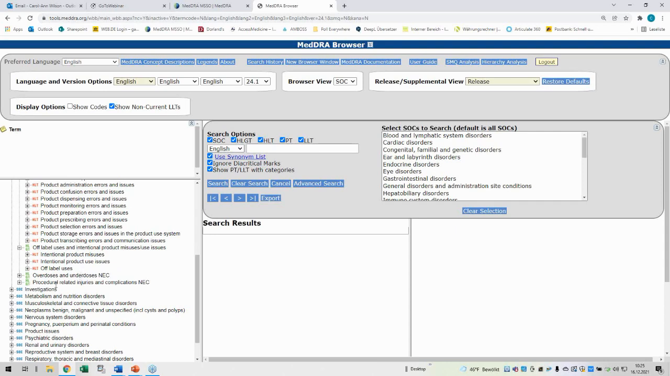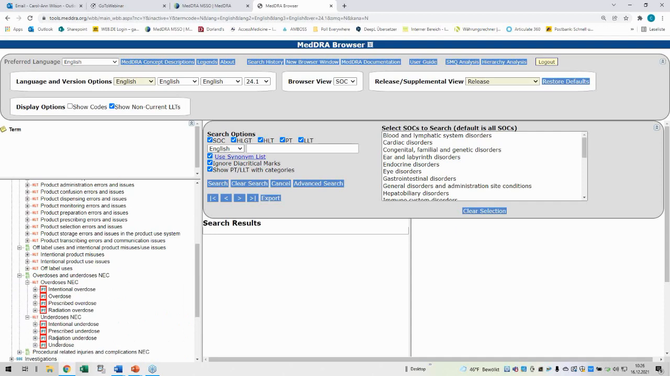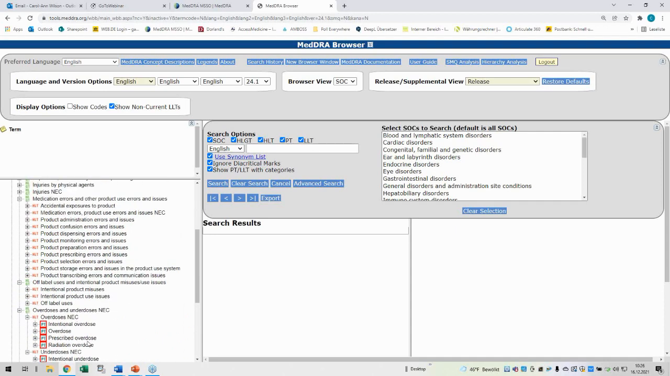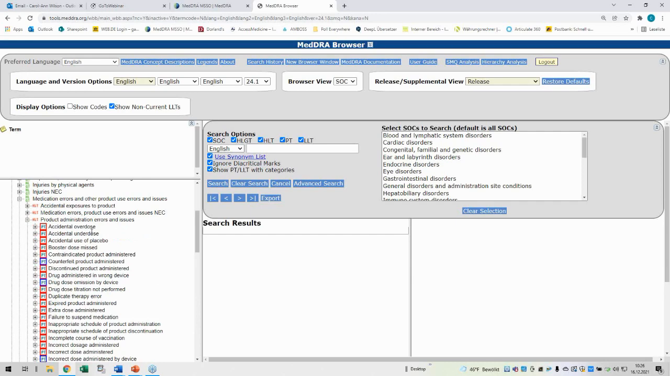We have a separate one for overdoses and underdoses, NEC, not elsewhere classified. And here you will find the intentional overdose, prescribed overdose, radiation overdose, and the same holds true for the underdoses. The accidental overdoses, of course, you will find under HLT, product administration errors and issues. Here there are accidental overdose, accidental underdose.